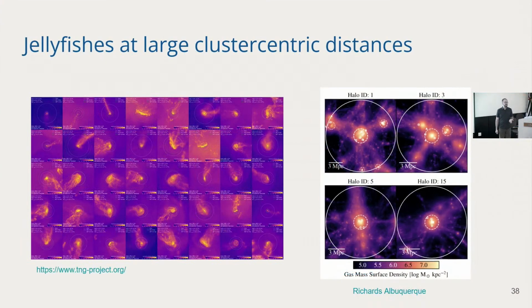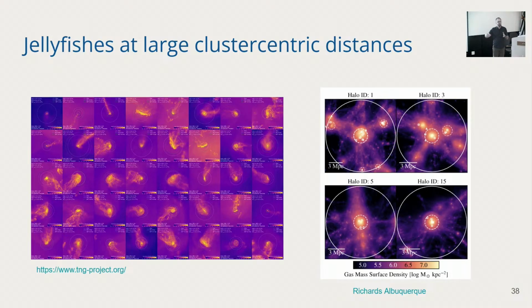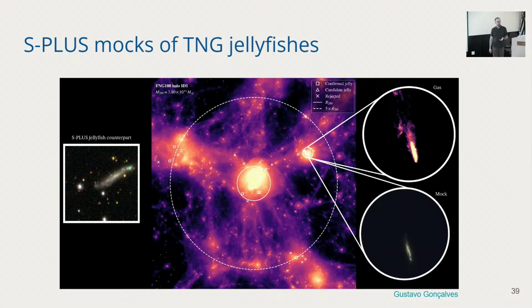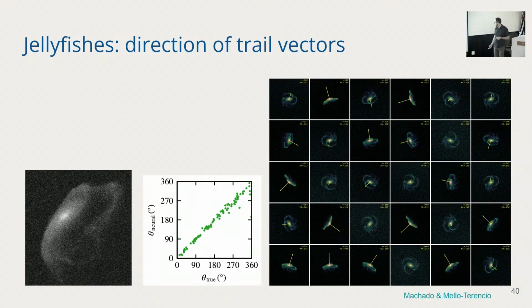And finally, to conclude, there are jellyfish galaxies that appear spontaneously within the TNG simulation. And we're now trying to characterize the properties of these jellyfish galaxies, particularly at large radii, 3, 5 Virgo radii from the center of the cluster, going towards the scale of filaments, measuring the distance of these jellyfishes to the filaments. This is work by Richard Albuquerque. So we're collaborating now with Claudia, Angela, to try to connect this to S+ observations. So the other part of this project is to try to make observational mocks of the jellyfish galaxies in TNG in the S+ filters for comparisons. This is also work by Gustavo.